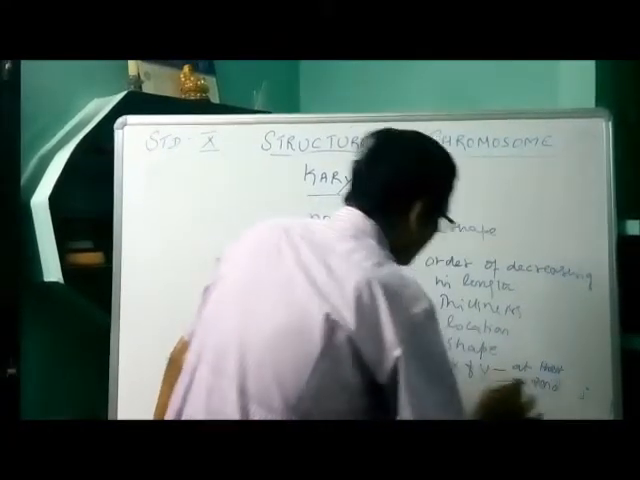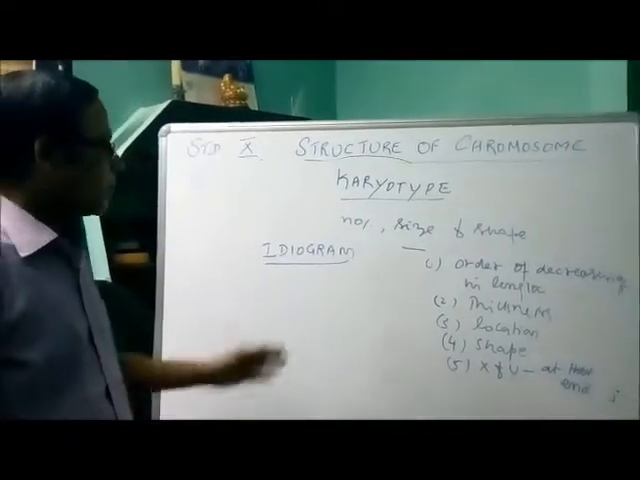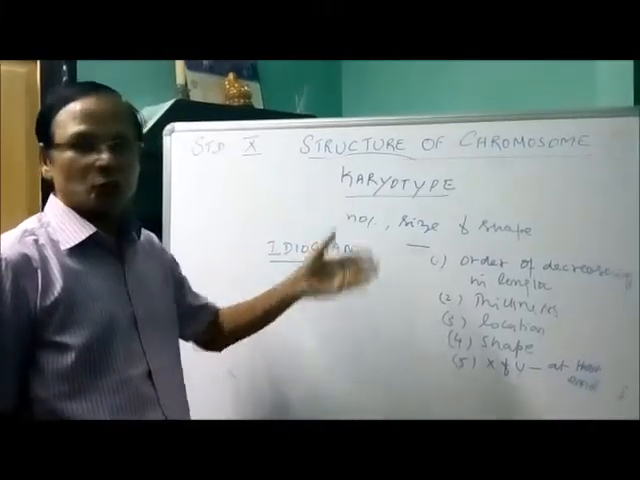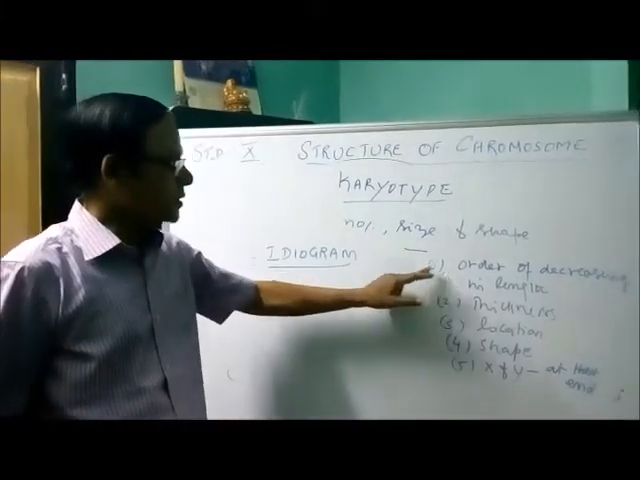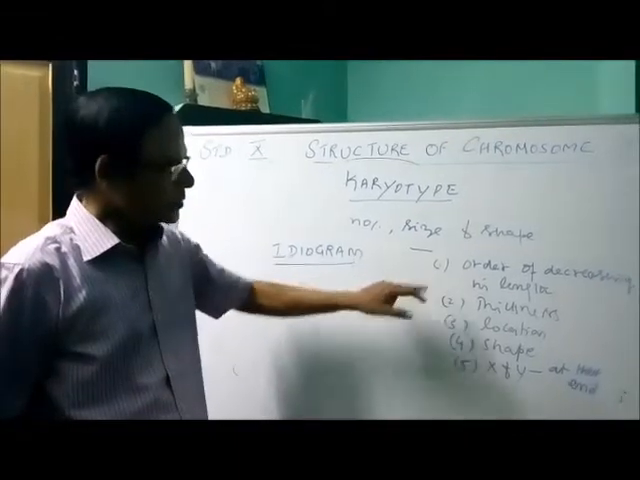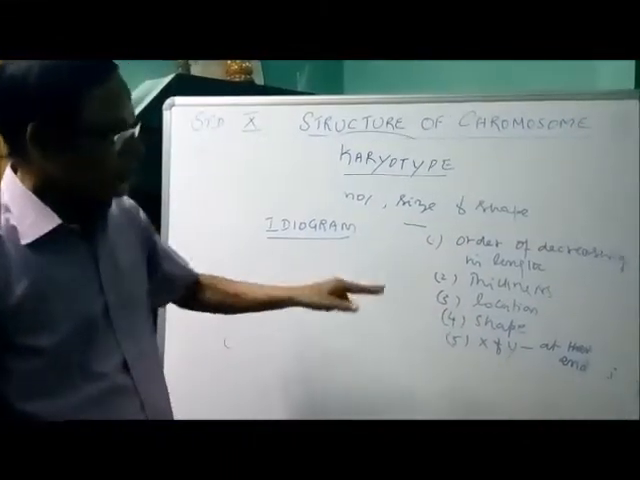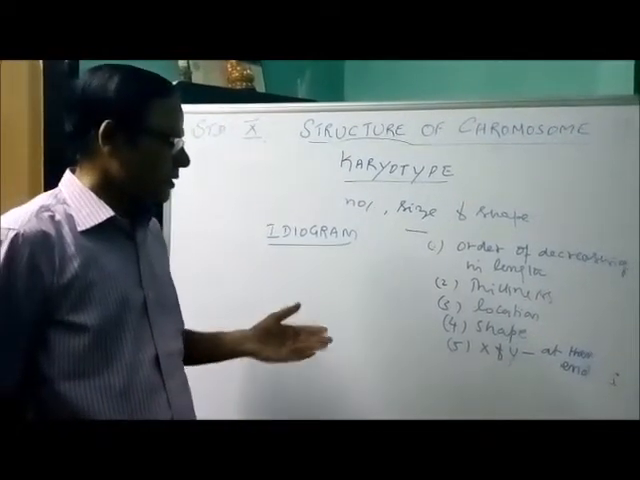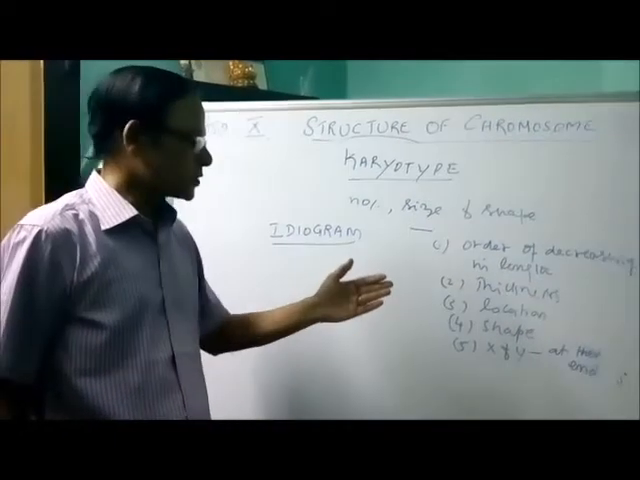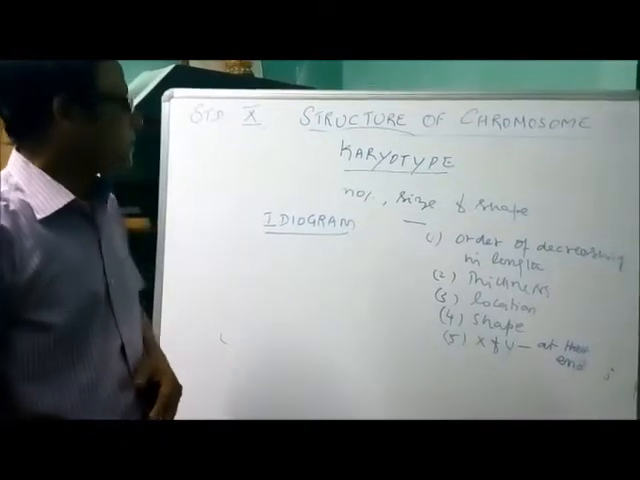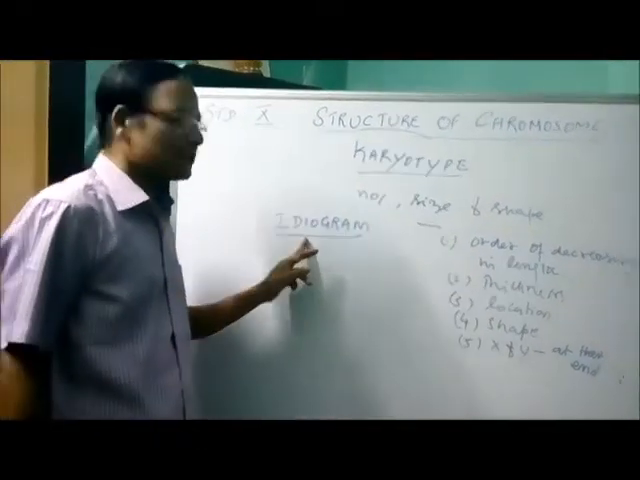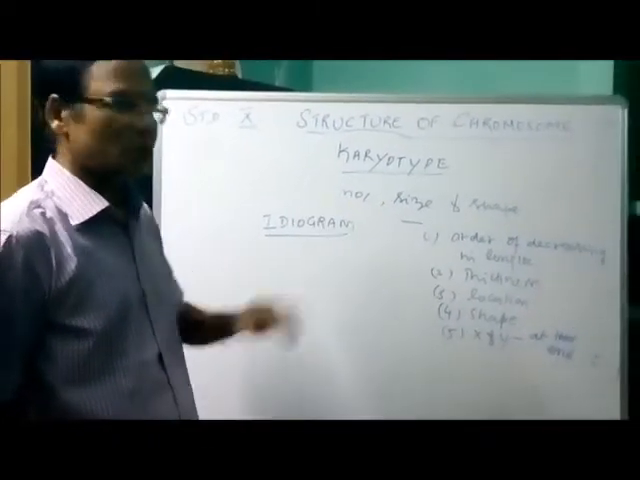So while making an ideogram, we have to represent the chromosomes in the order of decreasing length, the thickness of the chromosomes, the location of centromere, the shape of the chromosomes, and the X and Y chromosomes, the sex chromosomes, at the end. This is called ideogram, the diagrammatic representation of the chromosomes.